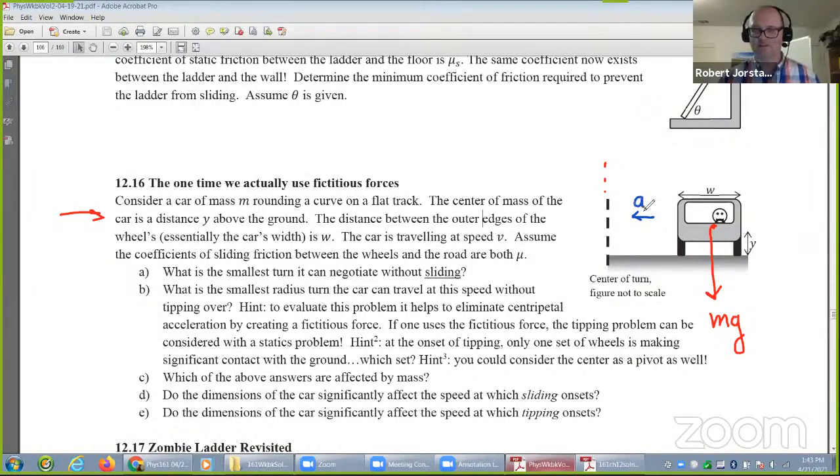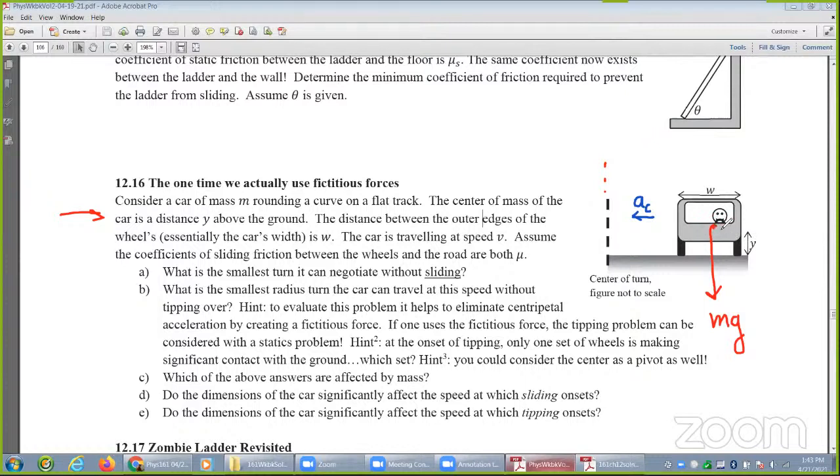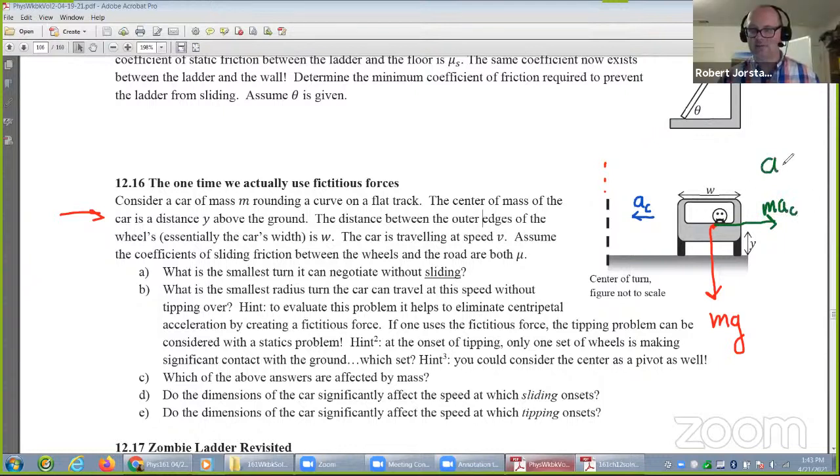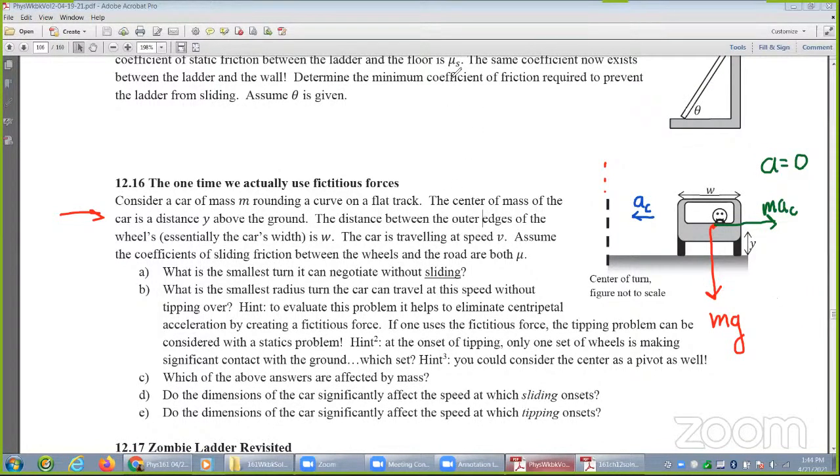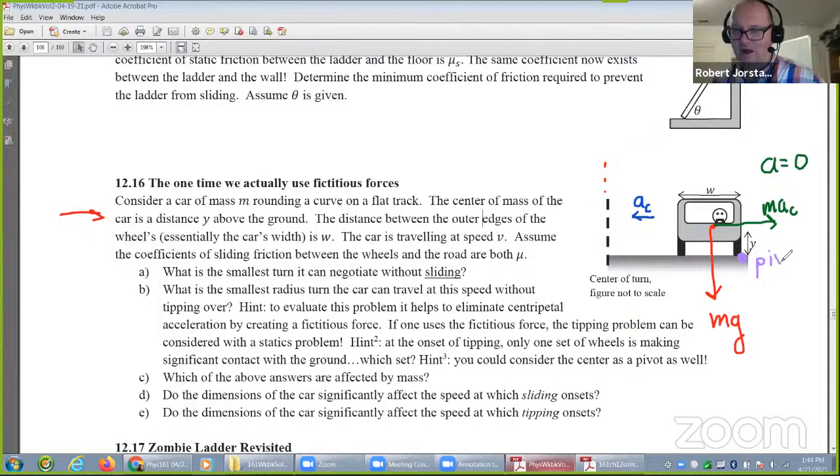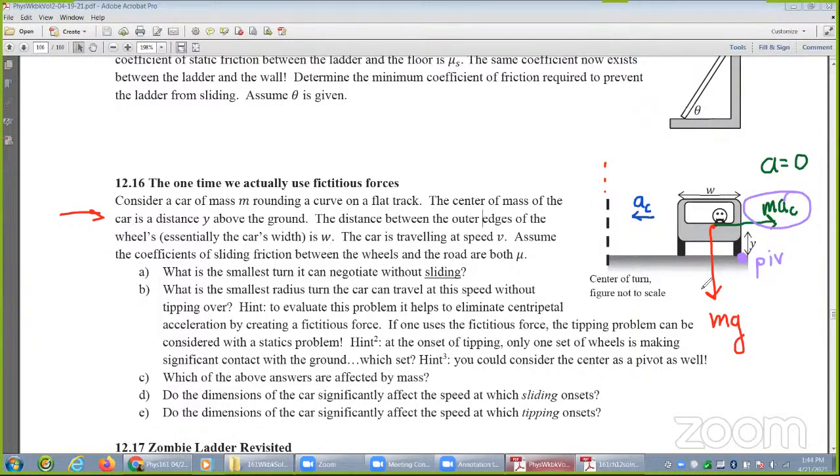So where is the fictitious force? So m a_c pointing in the opposite direction. And then we could say a equals 0. Which way is the car going to tip? Will it tip towards the inside of the turn or the outside, if you had to guess? Outside. So where is the pivot point? On the right tire. There's your pivot point. You've got a statics problem.